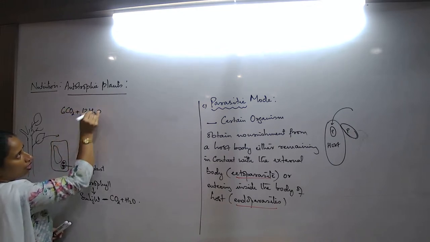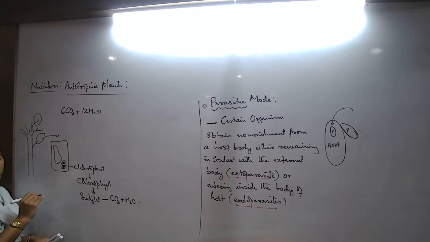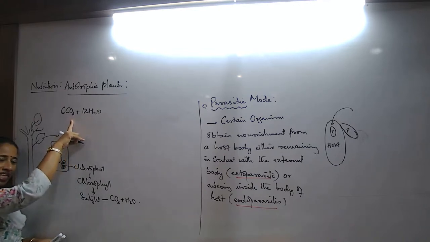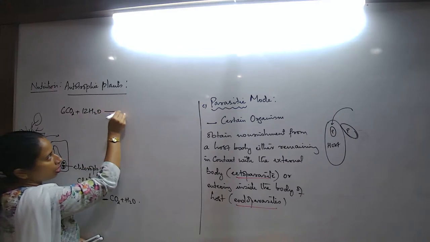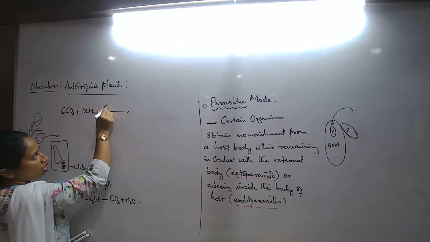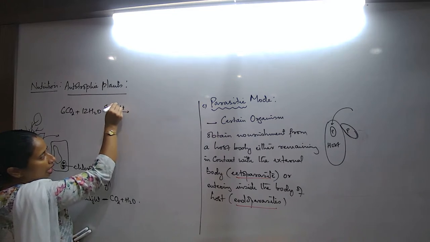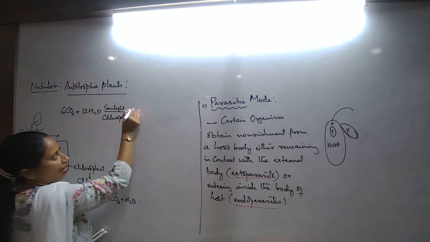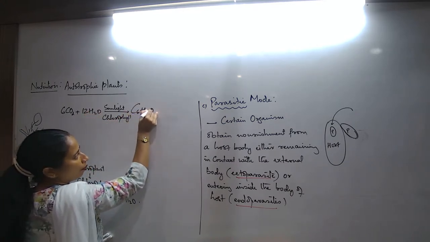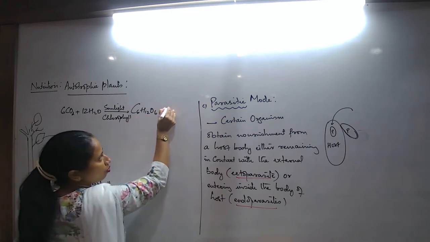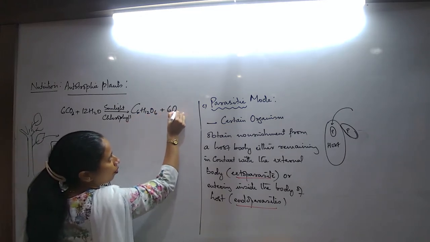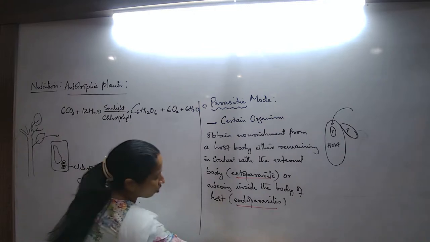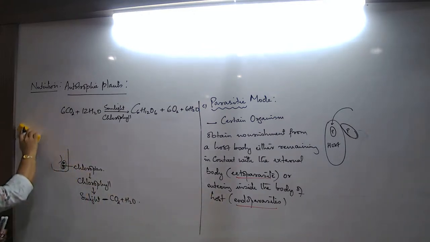First, we talk about molecules of water. How many molecules of carbon dioxide? 6. How many molecules of water? Surplus amount of water, that is 12 molecules of water. In the presence of sunlight, and the cells having a pigment known as chlorophyll, they are capable of manufacturing one molecule of glucose. And what are the byproducts? Oxygen and 6 molecules of water. So this is the overall chemical equation of photosynthesis that you should always remember.